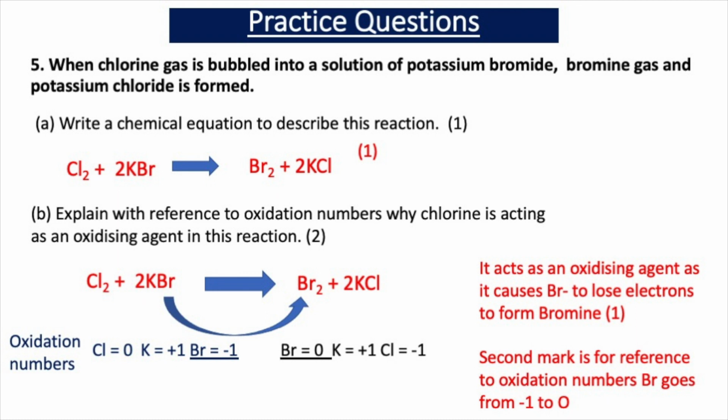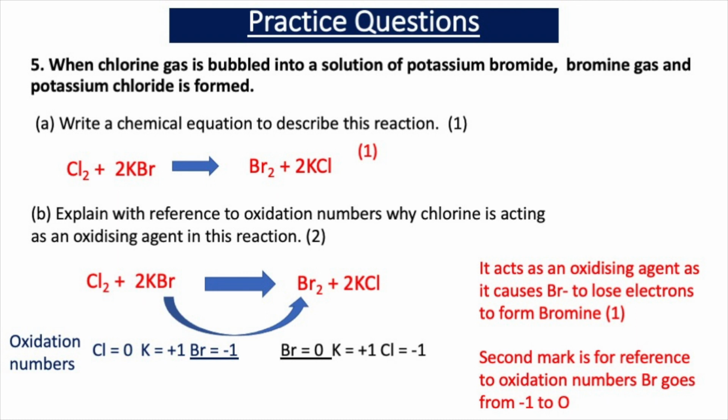So in question 5, you're first asked to write a chemical equation to describe the reaction between chlorine and a solution of potassium bromide. So the equation would be Cl2 plus 2 KBr goes to Br2 plus 2 KCl. 1 mark if you had the correct chemical equation. Now for part B, you're asked to explain with reference to oxidation numbers why chlorine is acting as an oxidizing agent in this reaction.